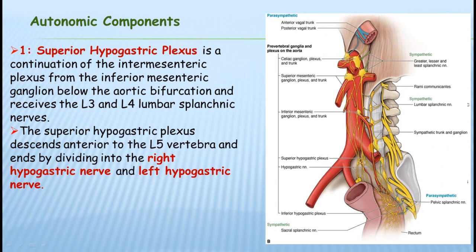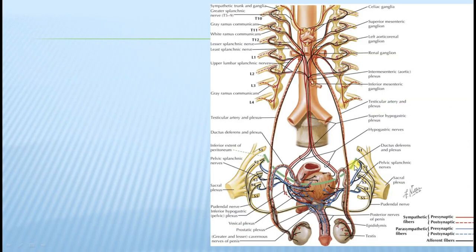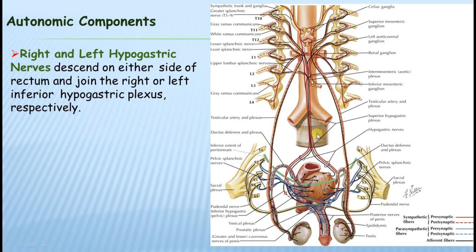Okay, so here you are able to see the superior hypogastric plexus, mainly from the inferior mesenteric plexus and also from the L3, L4 lumbar splanchnic nerves. It is a sympathetic plexus. So next you are able to see the right and left hypogastric nerves.